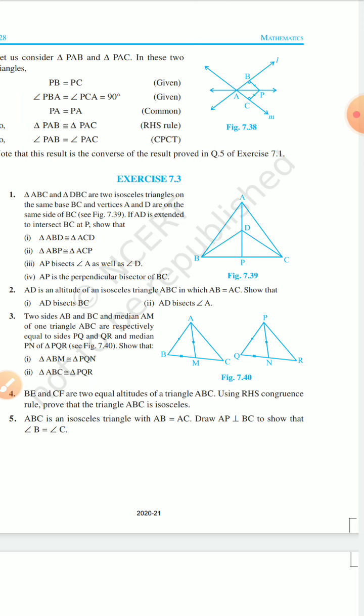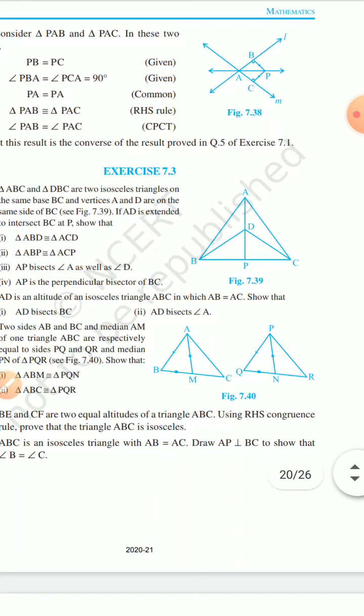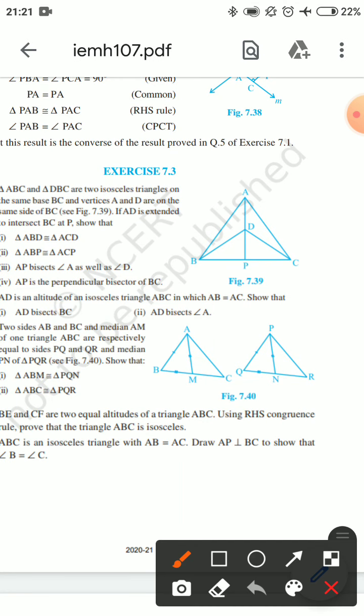So if these two triangles are on the same base and both of them are isosceles triangles, we can say that side AB is equal to side AC. Also side BD will be equal to side CD, just because they are isosceles triangles. So we need to first prove that triangle ABD is congruent to triangle ACD.